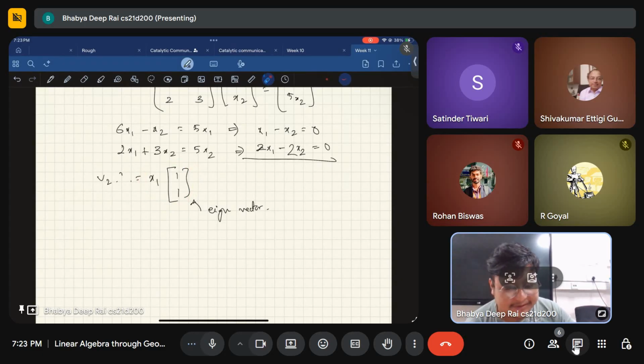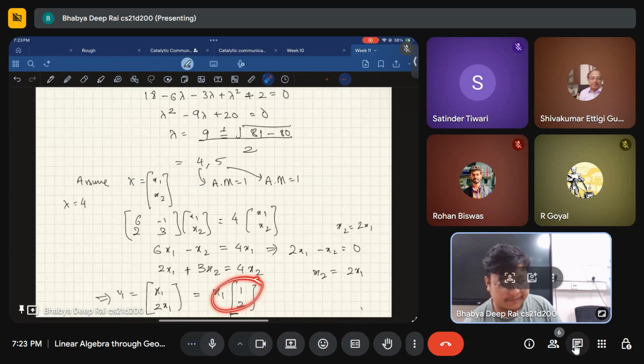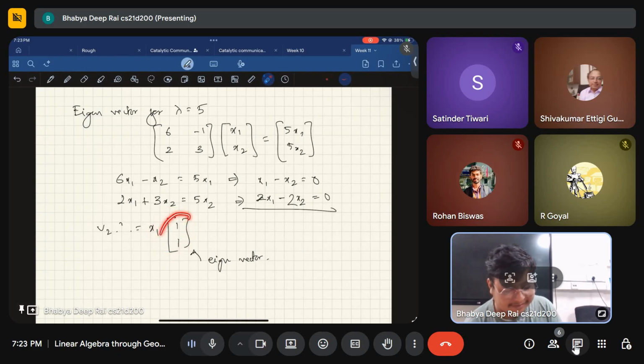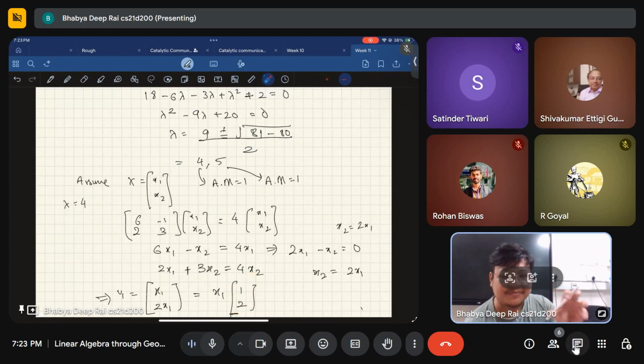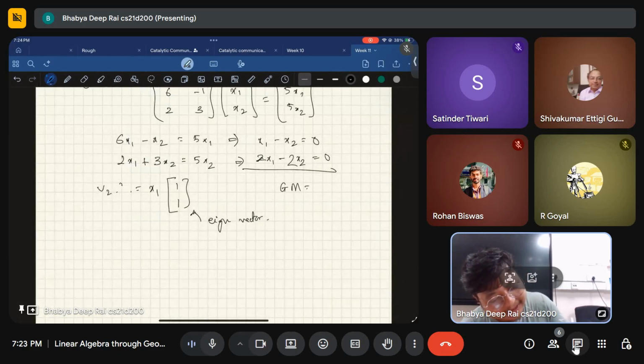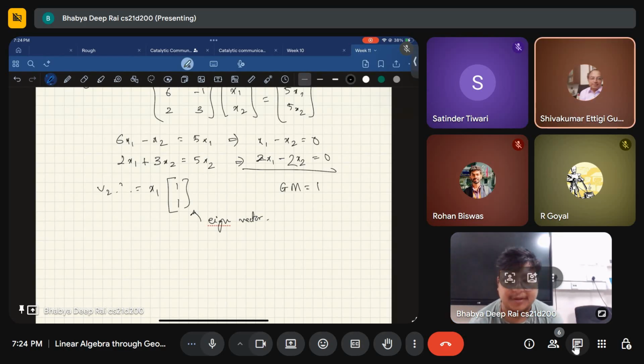What is the dimension of the vector space? This forms a line. If you write the vector space as a matrix, it is a matrix with a single column, dimension 1. This is also a matrix with a single column. Therefore, the geometric multiplicity of eigenvalue 4 is 1, and the geometric multiplicity of eigenvalue 5 is 1. It is the dimension of the vector space spanned by the eigenvector. Mr. Shiv Kumar, do you have a question? No question. Now, that is the geometric multiplicity.